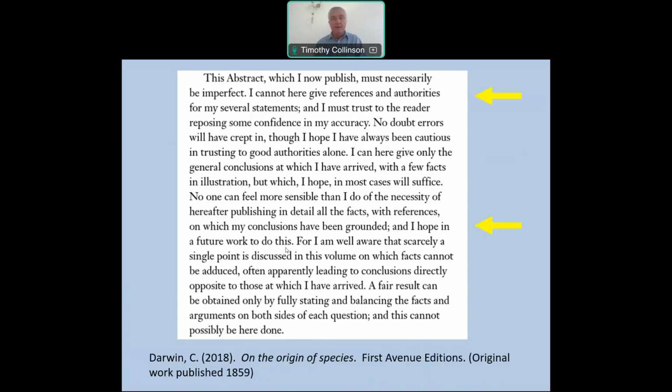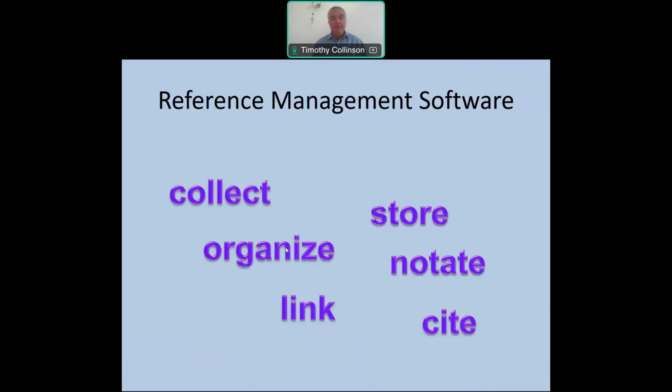Here's another little quote from Darwin from On the Origin of Species. And he said, "I cannot here give references and authorities for his work." And he says he's going to come back to it later in a future work. I'm afraid that is not acceptable in UK higher education, and we do need to do referencing. So if it's good enough for Darwin, I'm afraid it's not good enough for us.